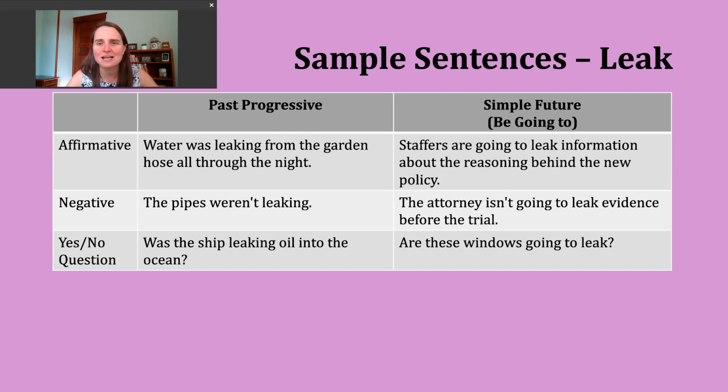You can see this in my example. Staffers are going to leak information about the reasoning behind the new policy. So, for whatever reason, maybe an organization can't make a public statement about why they have this new policy, but perhaps they're going to make sure this secretive information gets out.